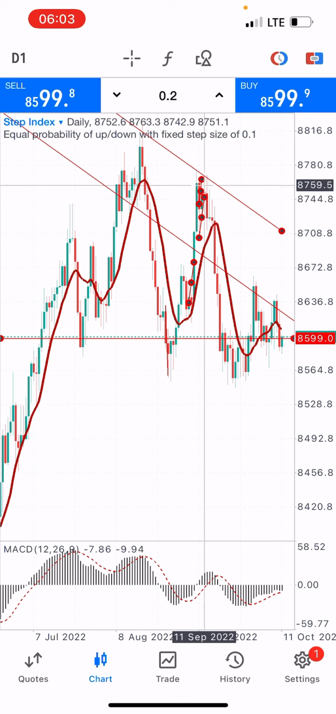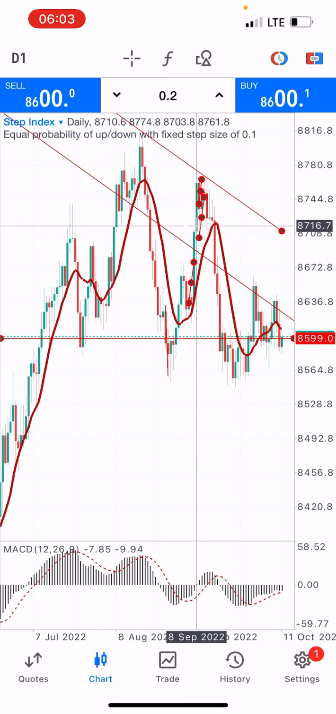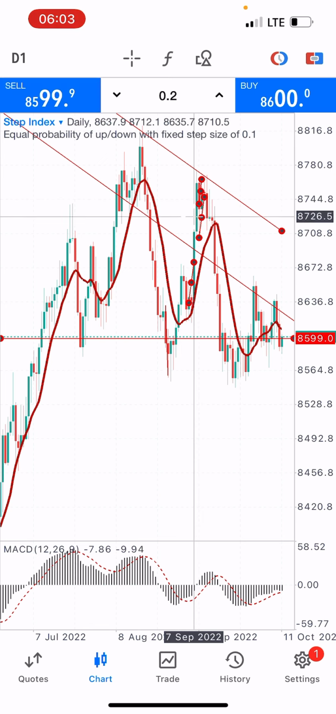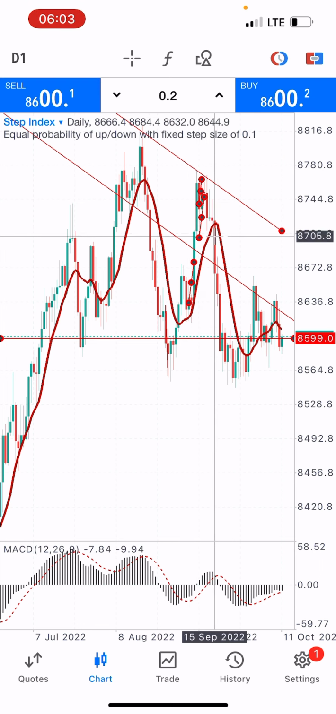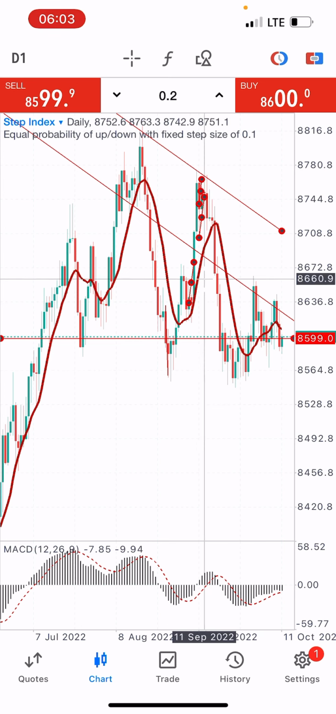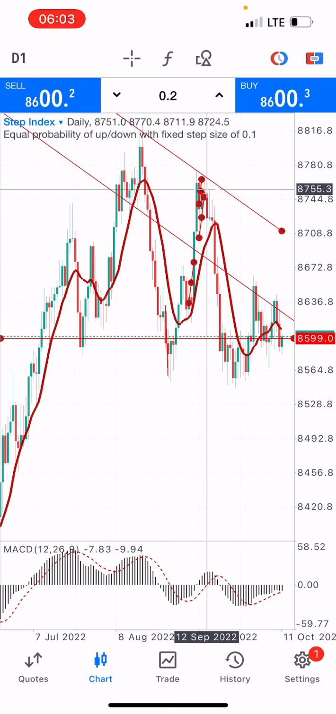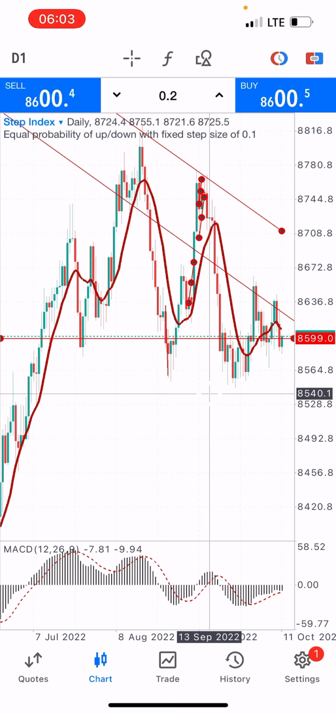So step index closed out. It took my profits, it took my money. As I had some losses on step index around this point, then step index moved all the way to the downside. Actually, I took this trade from here, but then the market came down a bit and then pushed to the upside, took out my losses, and then it came all the way to the downside again.